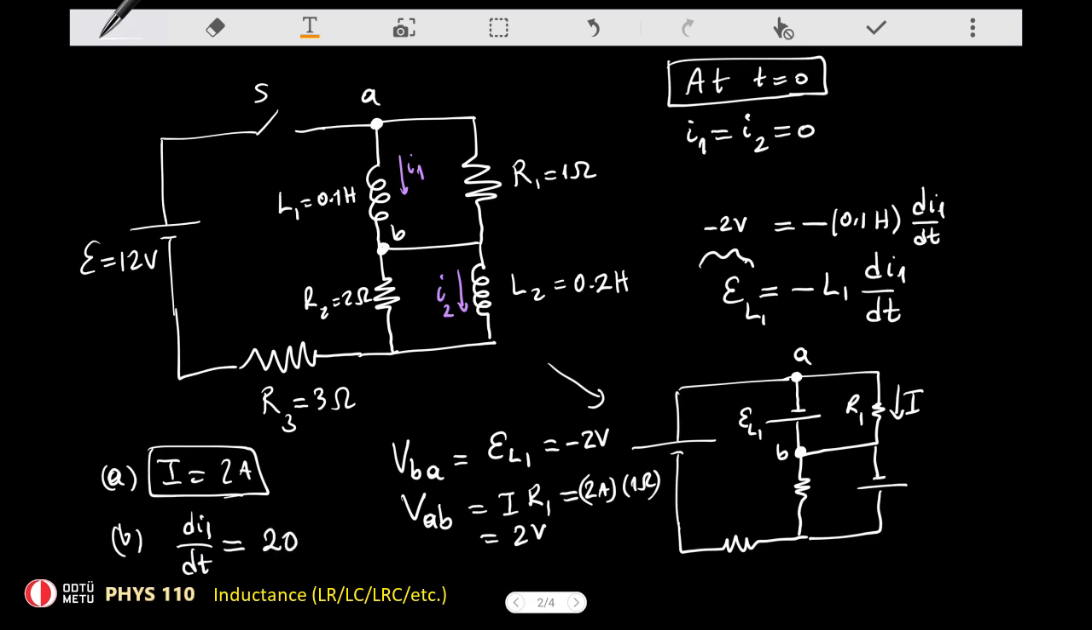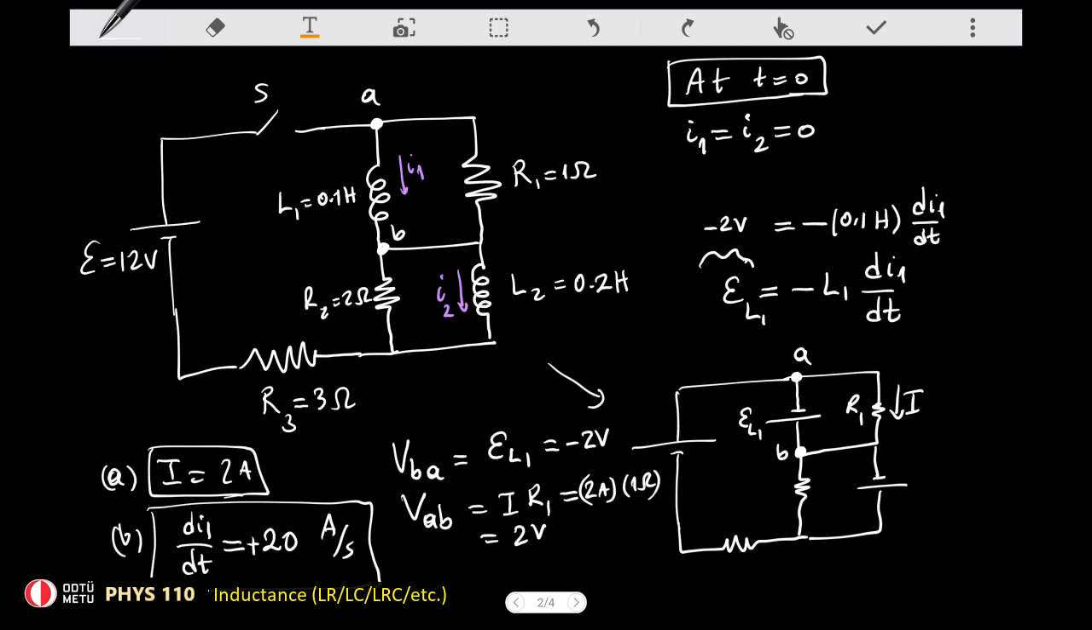20. Unit should be volts per Henry, but probably it is better to express this as amperes per second. Let me add in here that this is positive, okay? It's kind of obvious that it is positive, which means that at t equals 0, the current on that inductor actually just starts to increase in the downward direction. So that's something that you could have expected at that point.